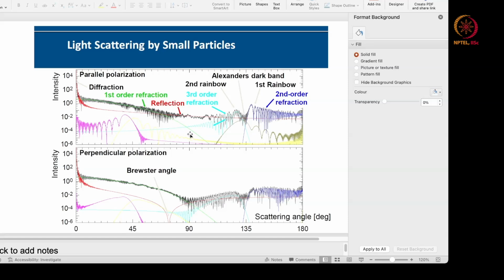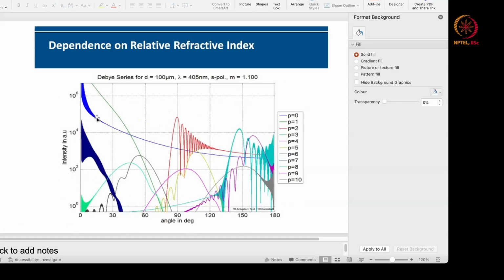For example, first order refraction goes down to 0 after 90 degrees, that you can see right over here. Reflection continues for a while, and second order refraction picks up after you are at a certain scattering angle. All of this makes pretty common sense if you think about a particle. After 90 degrees, there cannot be any first order refraction, or the probability of that will decrease quite a bit. This is the dependence on the relative refractive index, and these all look pretty complicated.